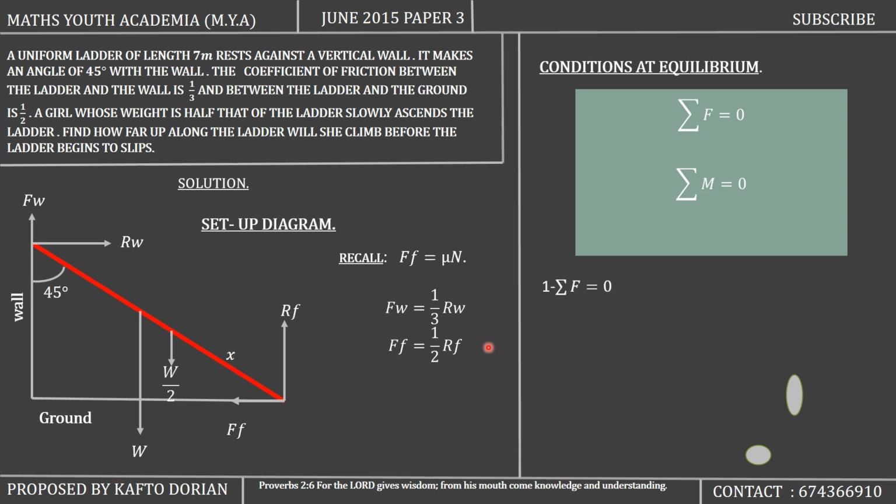Applying the first condition at equilibrium, where we sum all forces to be equal to 0. Vertically, we have Fw, which is the frictional force of the wall, plus the normal reaction force of the floor, equal to half of the weight plus the weight. W on 2 and W can combine to give us 3W on 2. I've done it directly to simplify without taking much time, because once the denominators are the same, we just add the numerators.